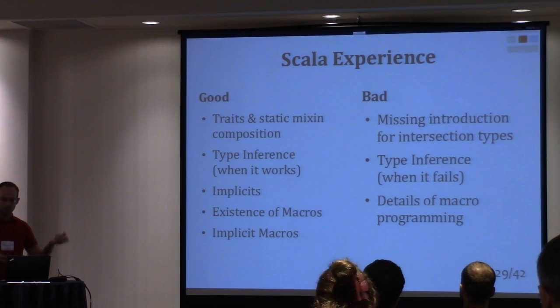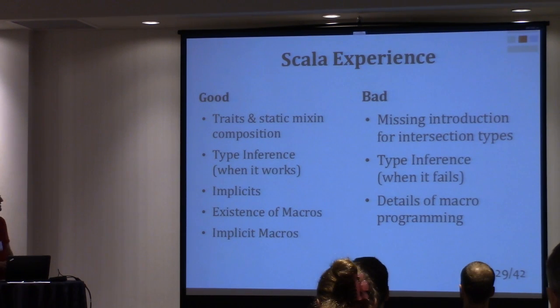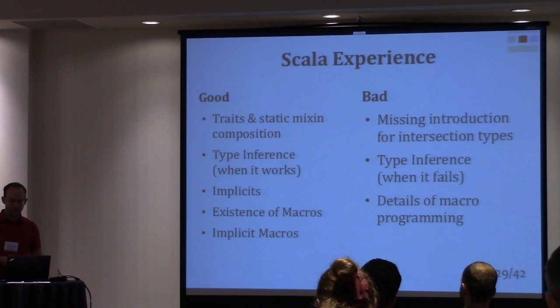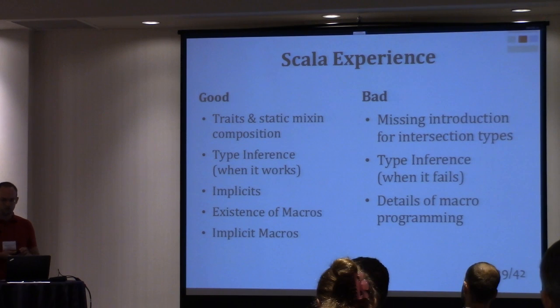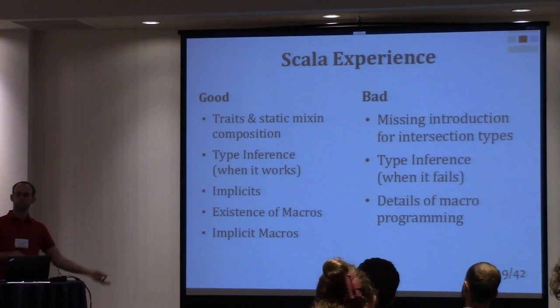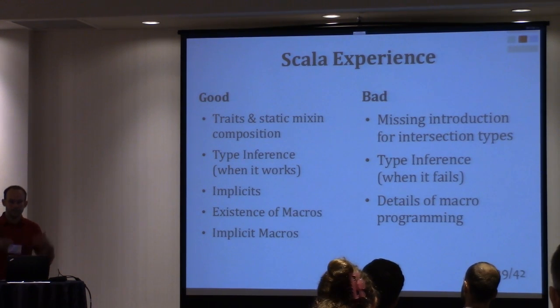Bad, well, we missed an introduction form for intersection types, so it would be good if that would just be provided. Type inference is pretty annoying when it fails. Now, well, it's undecidable, so it sometimes fails. And the details of macro programming are somewhat horrible. So I hear the macro programming story in Scala is constantly changing, and I have to admit that I don't know how it is right now. But a year and a half ago when we did that work, macros were like plugins to the compiler, and they were compiled against the same data structures as the compiler used internally, which is pretty powerful, but also not the easiest thing to learn. Also not the most stable thing to use.